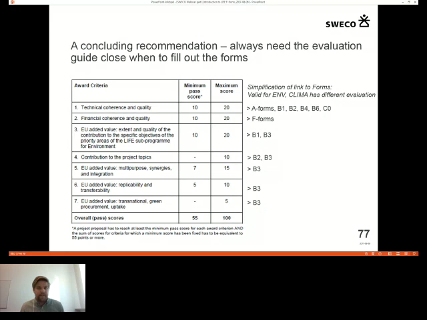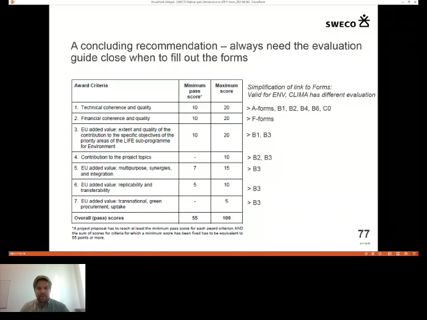So please keep this in mind. And I've tried to connect just for you, if we look into the subprogram environment, if you look into the questions under award criteria 1, technical coherence and quality, you can see that they will look for information in many of the different forms.